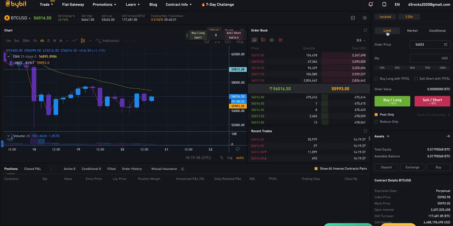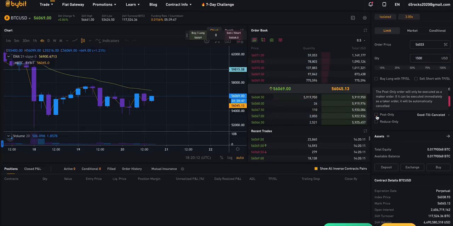A limit order adds liquidity to the market because basically you're putting your order into the order book, and your order will not get filled until it reaches that price. So basically I can put a limit order and say I want to buy a certain dollar amount of Bitcoin. So let's say I want to buy $1,500 worth of Bitcoin at the price 56,033. I'm just going to do this here, and I'm going to click buy long.